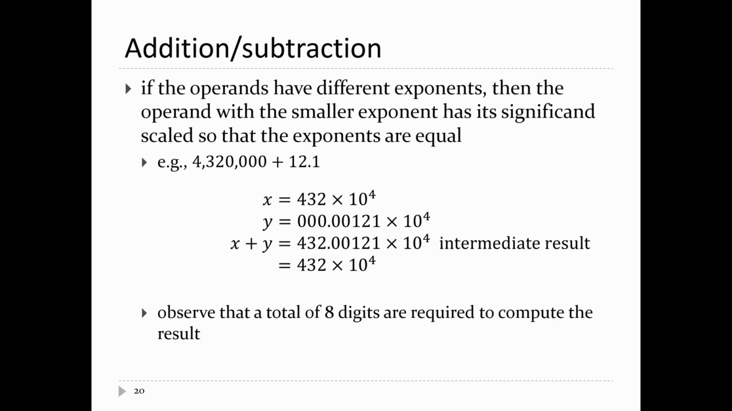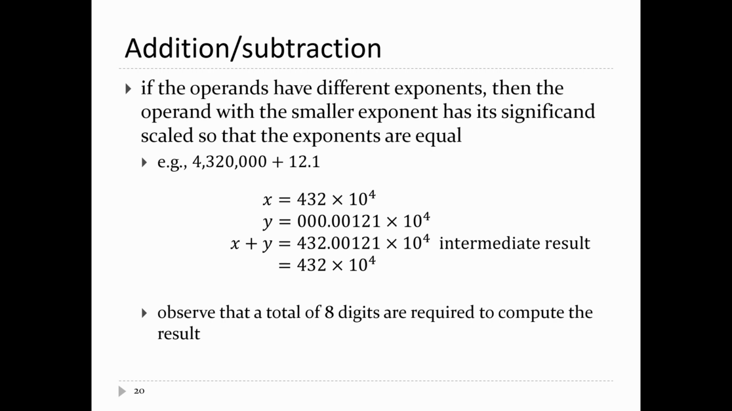12.1, if you were to write it out properly, is 121 times 10 to the minus 1, right? I need to make these exponents match because what I want to do is basically just sum these values here, right? So I can sum those values using grade school math, but the exponents are different. So I have to make this exponent the same as the other. I make the smaller exponent the same as the larger exponent.